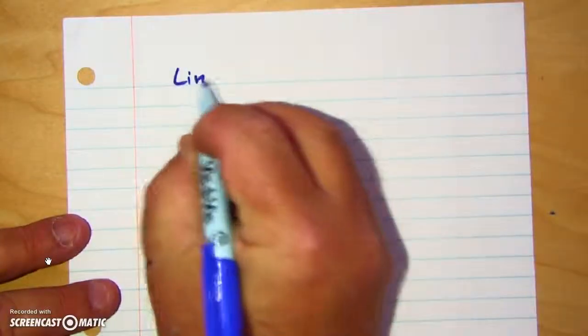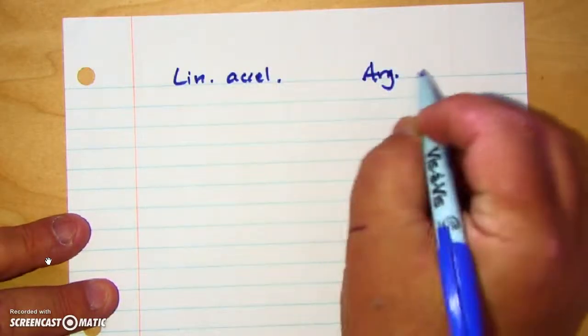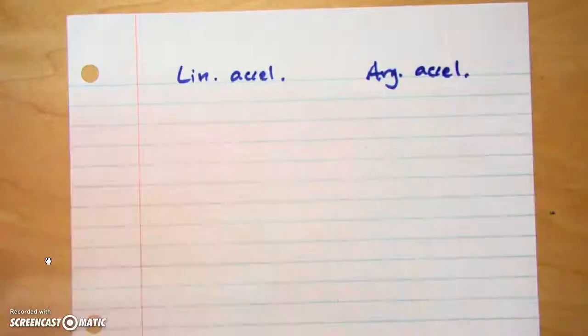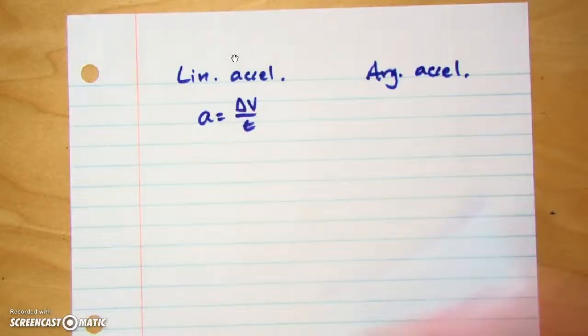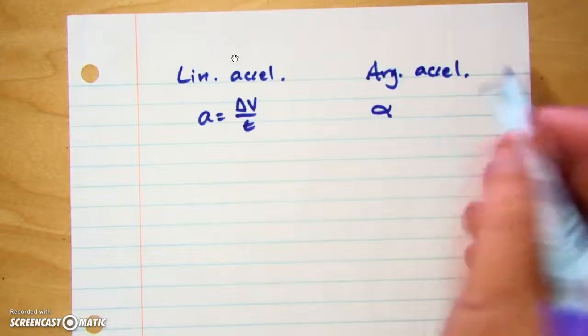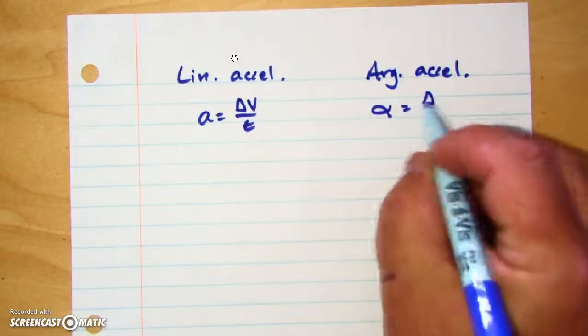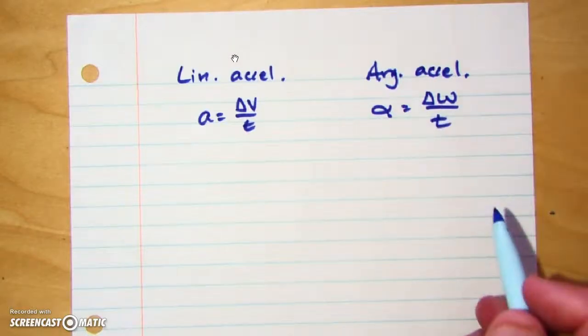Okay, the last thing, obviously there was a third thing we talked about with motion a lot, and that's acceleration. So we have linear acceleration and angular acceleration. Now we know that linear acceleration, a, is equal to delta v over t. Well, for angular acceleration, we use alpha, and alpha is equal to delta omega divided by t. So it's actually still the same thing.